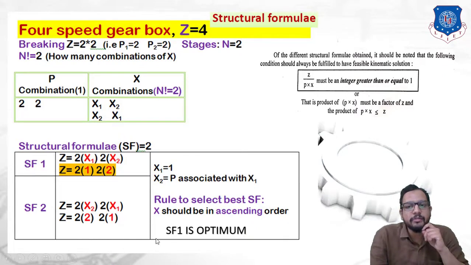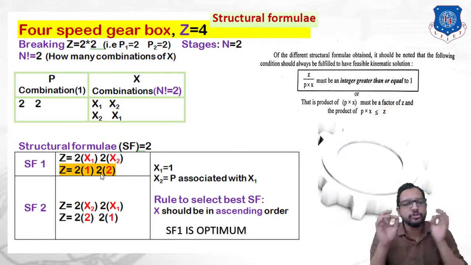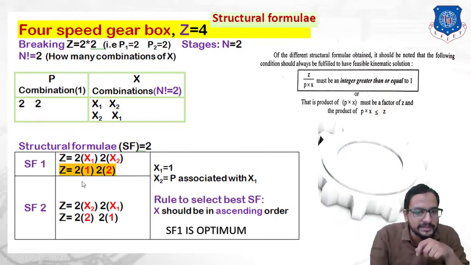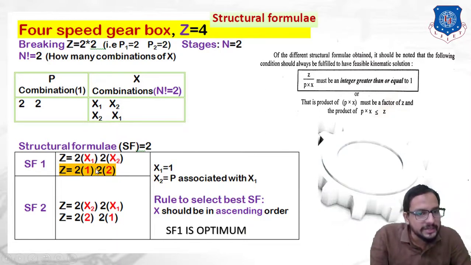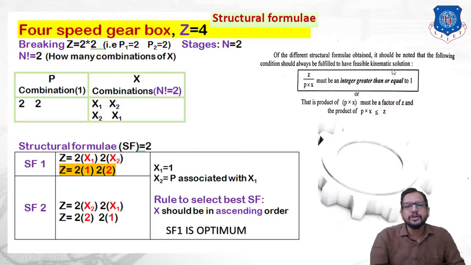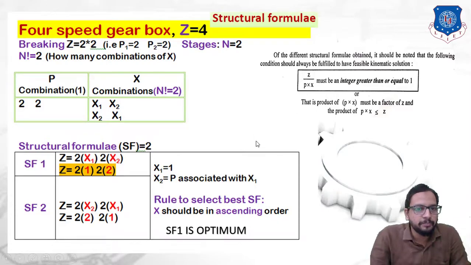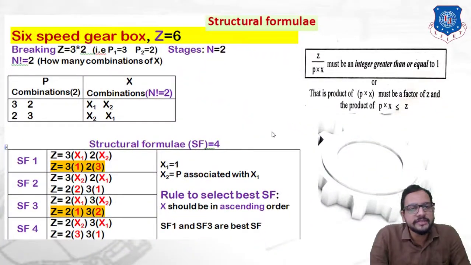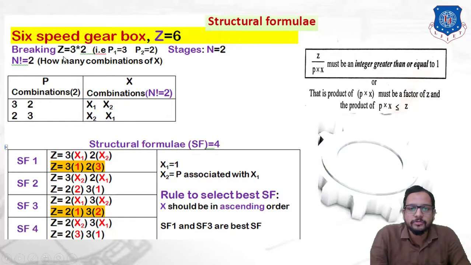Also we need to remember that the product p into x must be a factor of z, and it should be less than or equal to z. It should not be greater than z. You can clearly see in our first case, 2 into 1 is less than 4, and 2 into 2 is equal to 4, so it follows this condition. Remember that while designing a structural formula, this condition has to be satisfied. Now let's proceed further. Considering a 6-speed gearbox, indicated by z is equal to 6, breaking this equation we would say in terms of multiples of 2 and 3.